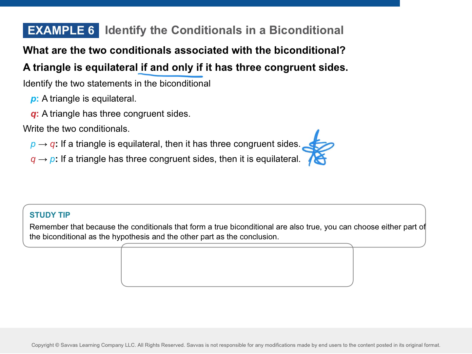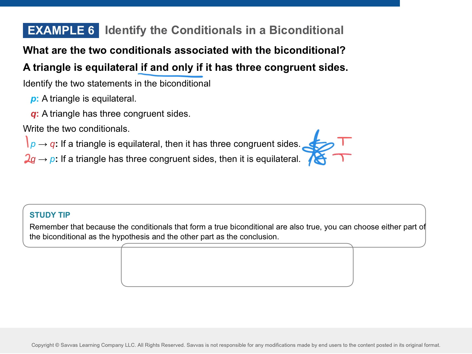So let's look at that first one. If a triangle is equilateral, then it has 3 congruent sides. Is that true or false? It is true. Okay, so the first one's true. The second one, if a triangle has 3 congruent sides, then it is equilateral. Is that true or false? It is true. This is not on your notes, sorry.